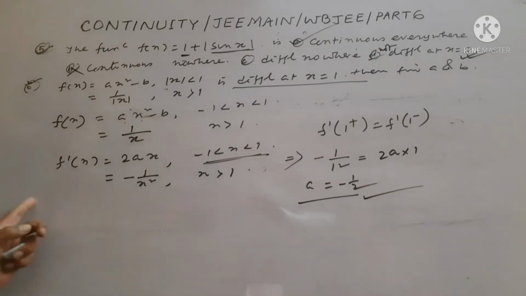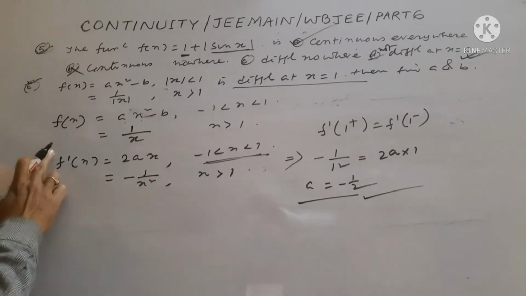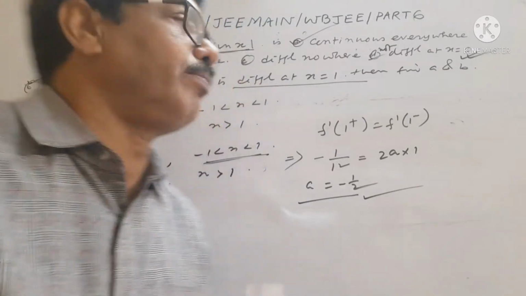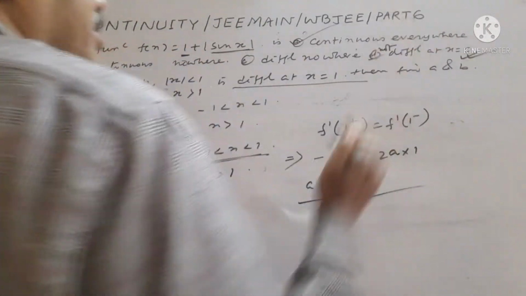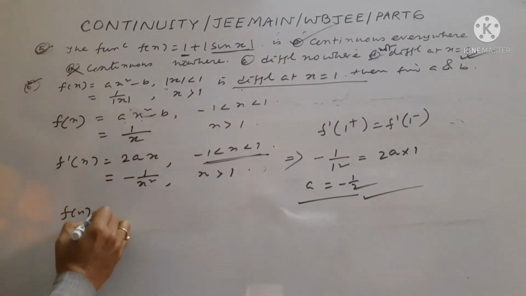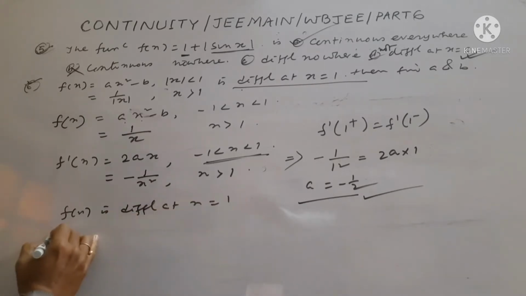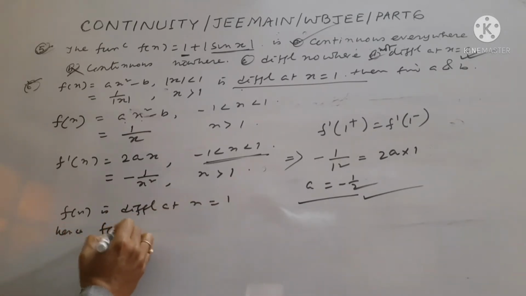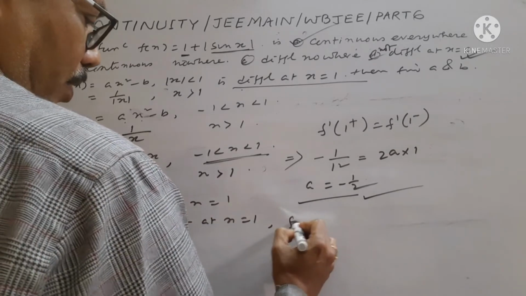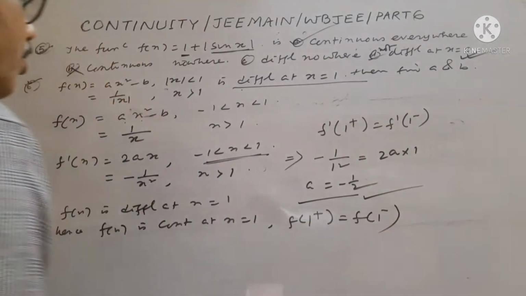Now, we have to find b. There is no restriction involving b in f dash x, so we use the remarkable theorem. f(x) is differentiable at x equals 1, it is given. Hence, f(x) is continuous at x equals 1. Therefore, f(1+), the right hand limit, equals f(1-).